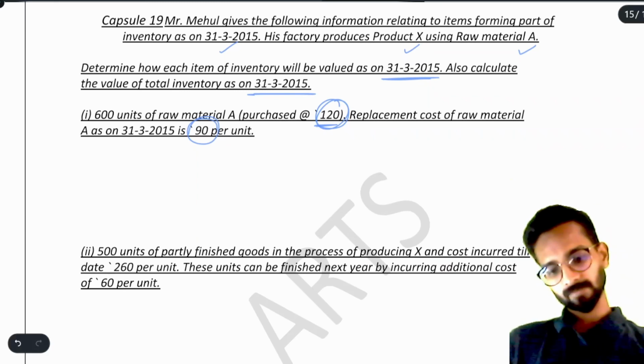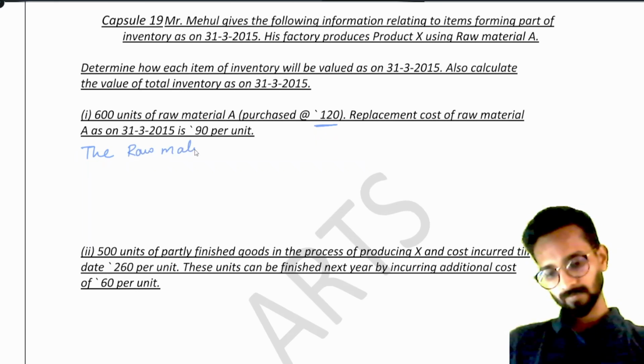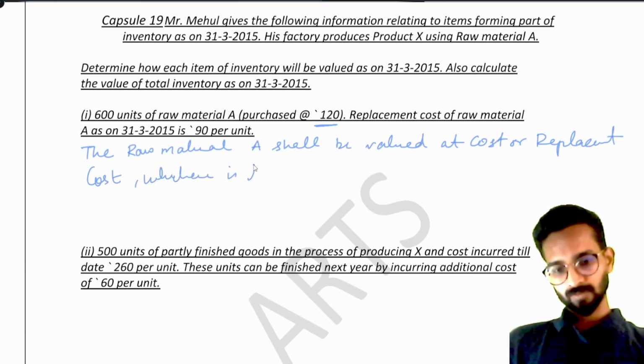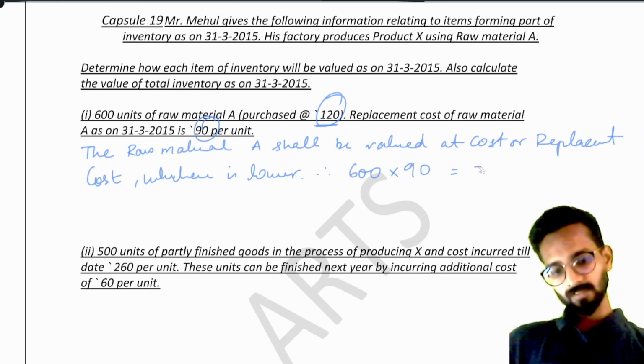So we can write here, the raw material A shall be valued at cost or replacement cost, whichever is lower. Therefore, 600 multiplied by 120 or 90? 90. So it will become 54,000 rupees. Simple.